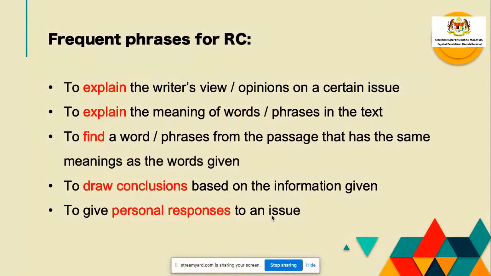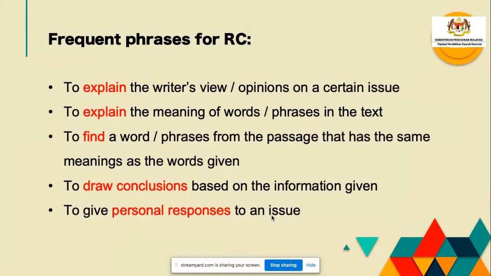So please read the question. If the question wants a word, it means your answer must be in one word only. Also, sometimes the question is asking you to come up with a conclusion. You have this information, what do you think? They want you to draw conclusions, or even they want you to give your personal response to an issue. So these are the things that are frequently asked in reading comprehension.